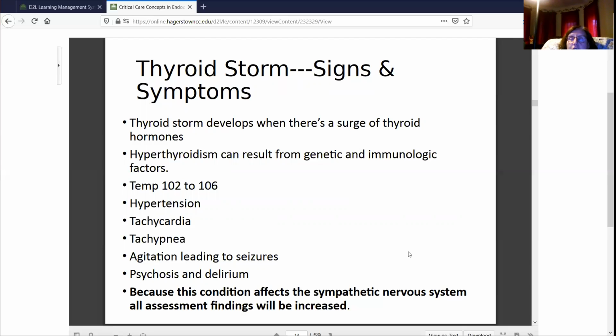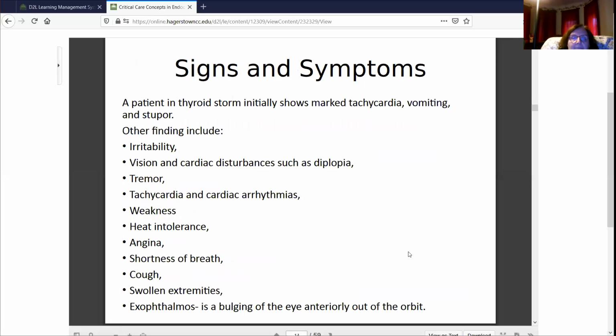It develops when there's a surge of thyroid hormones. Hyperthyroidism can result from genetic or immunologic factors. They usually have a fever, 102 to 106, hypertension, tachycardia, tachypnea. Now you're noticing a pattern here. Everything is elevated. Agitation leads to seizures, psychosis, and delirium if left untreated. Because this condition affects the sympathetic nervous system, all findings will be increased, which is what I just said, okay?